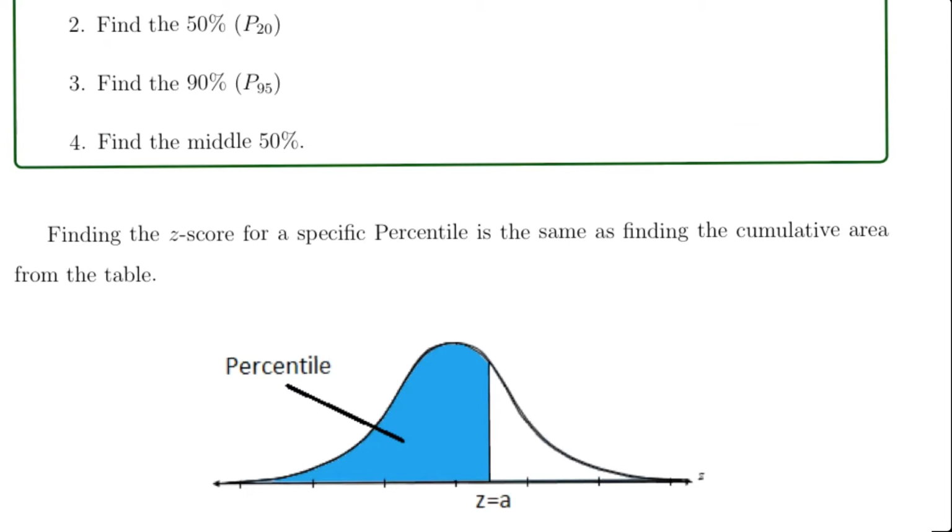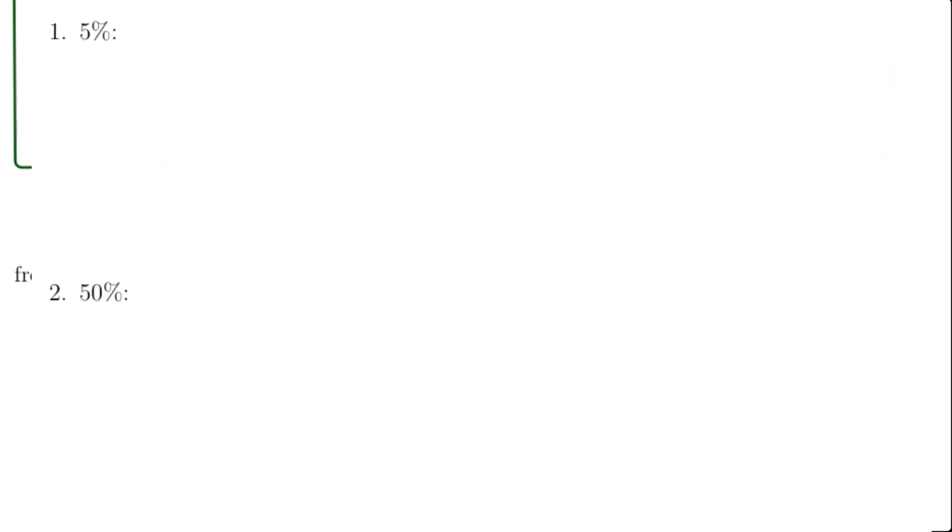Now, just to remind you how this works, finding a z-score for a specific percentile is the same as finding the cumulative area from the normal table. So right here, this is our cumulative area up to this z-value right here.